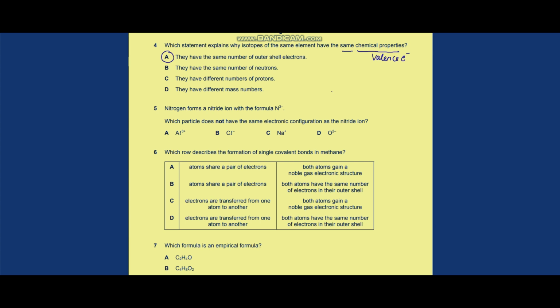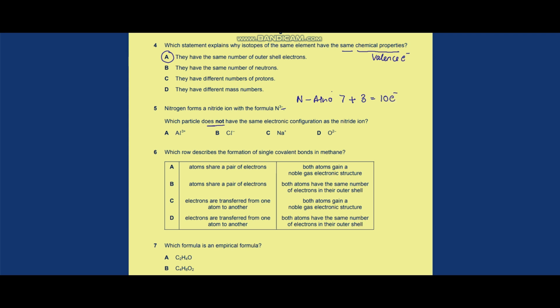Now the next question says nitrogen forms a nitride ion with the formula N3-. Which particle does not have the same electronic configuration as nitride? Ensure it is written does not have. N3-, nitrogen, the atomic number is 7, and due to the -3 charge, that means 3 more electrons, so 7 plus 3, that is a total of 10 electrons.